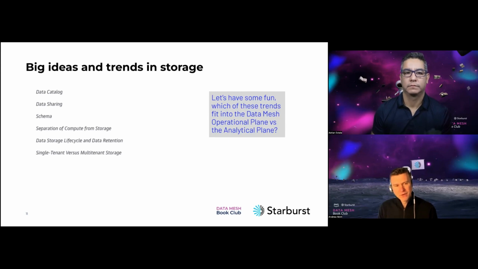The schema one, I'm not really sure how that fits. I'm going to jump over that one for the time being. But then, the separation of compute and storage, I would argue is mostly in the analytical.